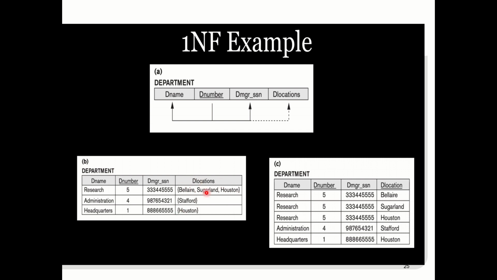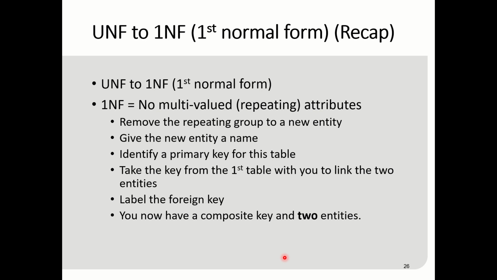Now how can you make it into first normal form? In the first normal form, it is very simple. You will keep it as Research 5 with its number and Bellaire, Research 5 with its number and Sugarland, Research 5 with its number and Houston, right? So you will divide this multi-valued attribute into three separate records, followed by the rest of the records. If there are any other multi-valued attributes, you would divide those also. Now the table is in 1NF. Hope you are with me and able to follow. It is as simple as that.